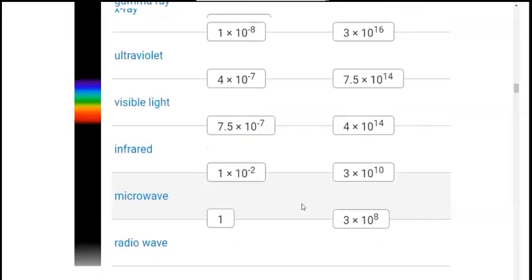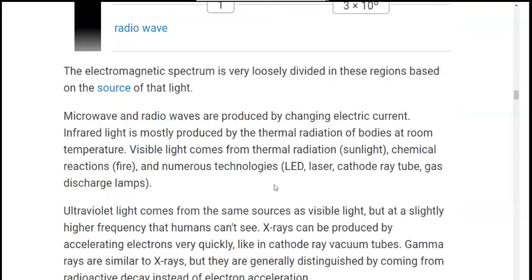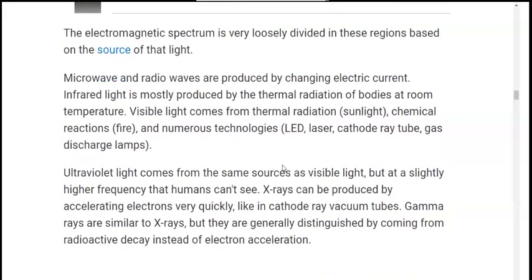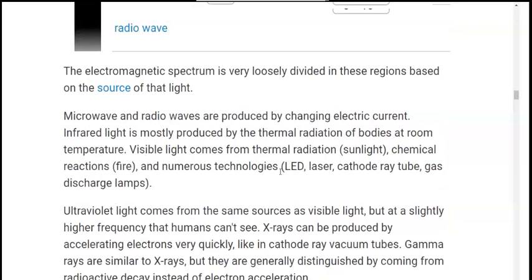Okay, so now try to understand. In the last class, we have discussed a lot about radiation. The electromagnetic spectrum is very loosely divided into these regions based on the source of that light. Microwave and radio waves are produced by changing electric current.